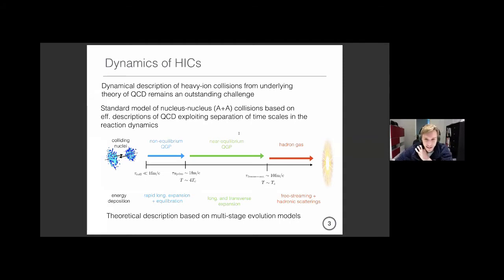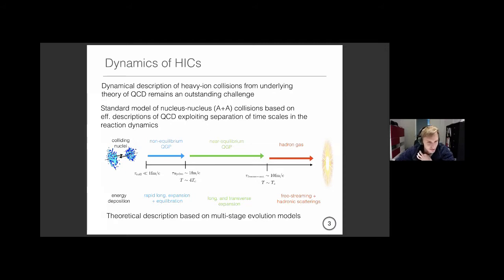Now, of course, that's an outstanding challenge, and we are not yet able to really do that fully from first principles from QCD. And so instead, when we talk about the dynamics of heavy ion collisions, the way that we usually picture the evolution of this system is based on combining different effective descriptions of QCD, which all have their well-defined range of applicability and validity, and are valid in describing this complicated reaction dynamics at different stages.